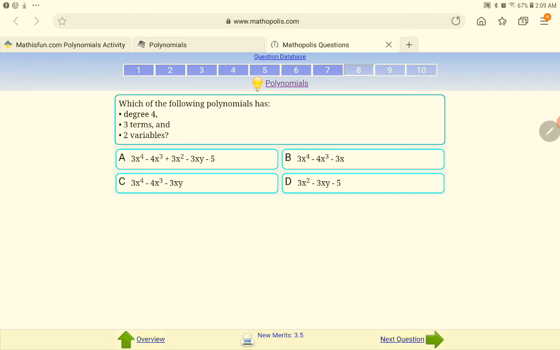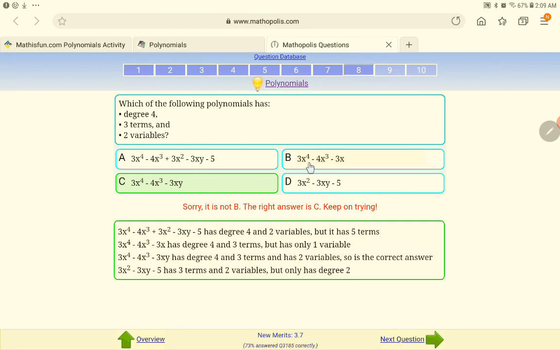Let's look at the next thing, which is 3 terms. Okay, well, A has 1, 2, 3, 4, 5 terms, so that one's out. B has 1. Whoops, I did not mean to select that. Oops. All right, I was trying to just point. So this one has 3 terms, and C has 3 terms, so it could be B or C. But then my third requirement is that it has only 2 variables. And notice with B, I have only 1 variable, just the x. So it must be C. That's the only one that has degree 4, 3 terms, and 2 variables.